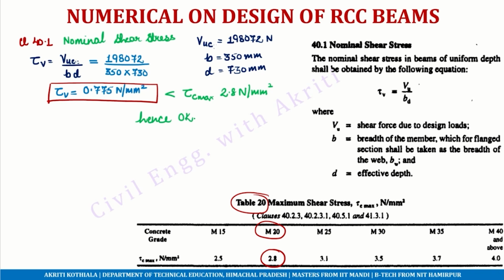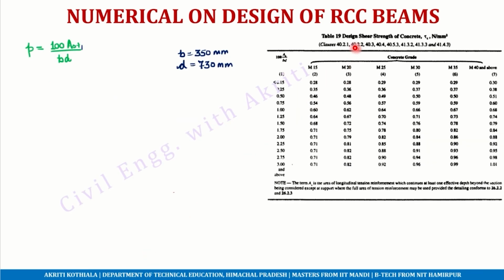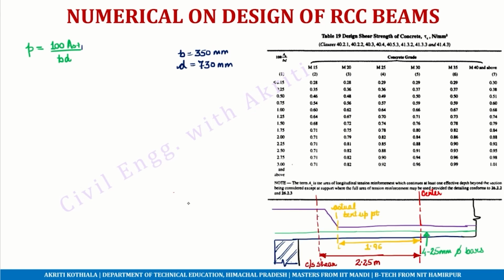So this is okay. Now moving on, we have to calculate the shear stress resisted by concrete, that is tau c. For that we will be referring to table 19, design shear strength of concrete. Here we have to be very careful.